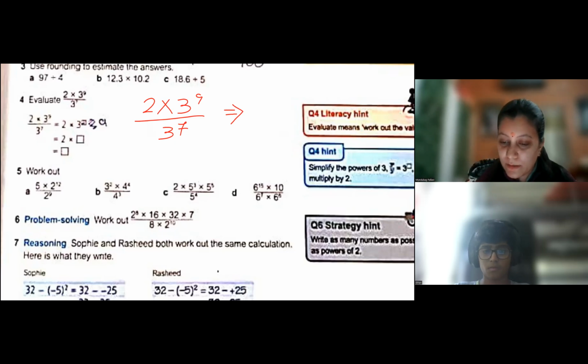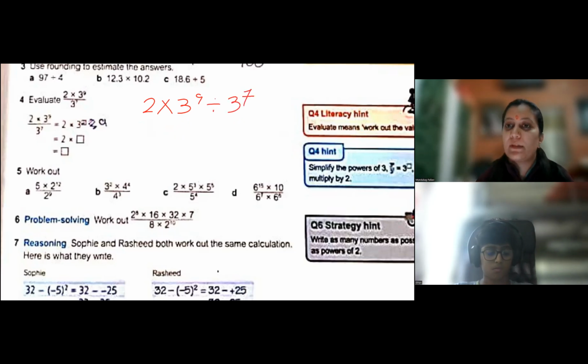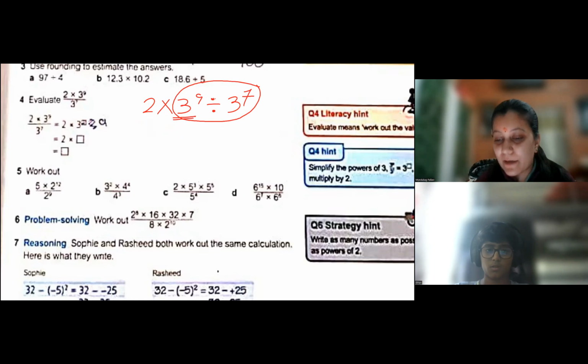Now, 2 multiplied by 3 to the power 9 over 3 to the power 7. What we can do is write it like this, 3 to the power 7 in the denominator, because over means division only. So we can solve this division part first. Why are we doing this? Because here we have the same bases. We cannot solve 2 and 3 to the power 9 together, no?